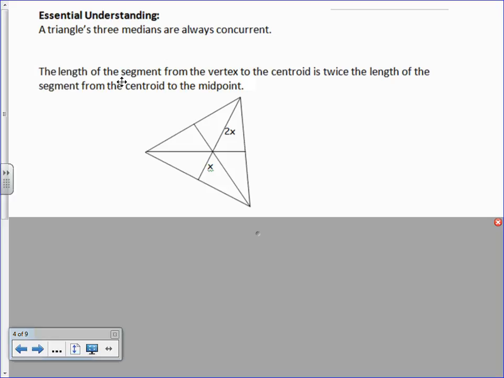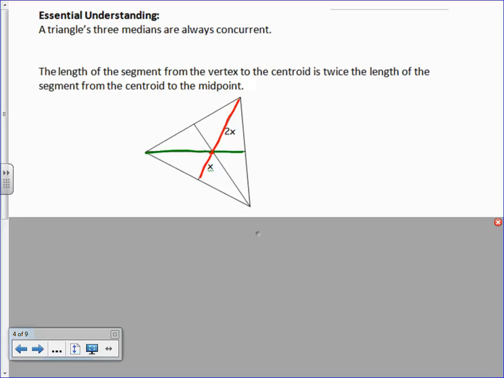But here's something to know: the length of the segment from the vertex to the centroid. The centroid is where all the medians intersect. It is twice the length of the segment from the centroid to the midpoint. So if we're looking at this line right here, it is twice as long as this line right here. We have it labeled right there. It'll be the same way for every median. This one and this one.